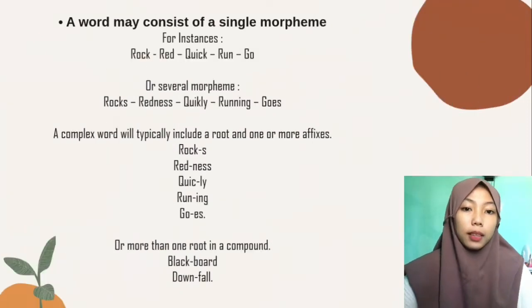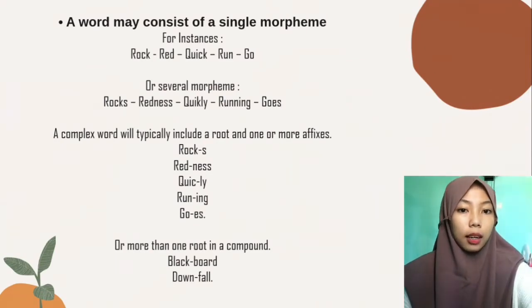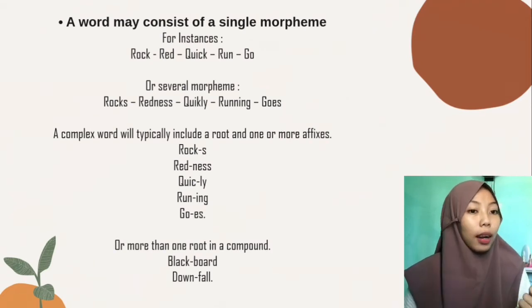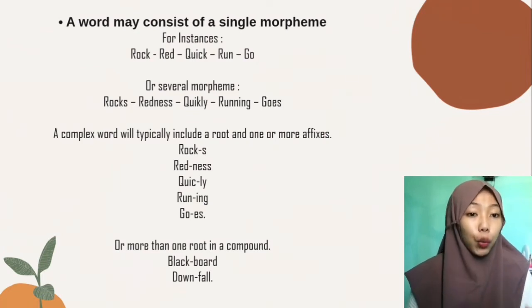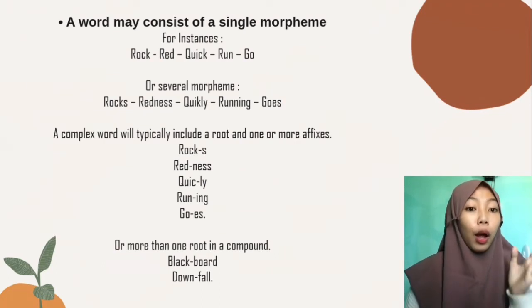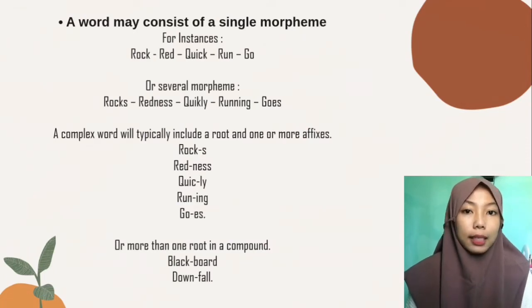Okay, a word may consist of a single morpheme. You can see, for instance, rock, red, quick, run, and go, or several morphemes: rocks, redness, quickly, running, and goes. A complex word will typically include a root and one or more affixes. For example, rock plus s, red plus ness, quick plus ly, run plus ing, and go plus s. Or more than one root in the compound: blackboard and downfall.